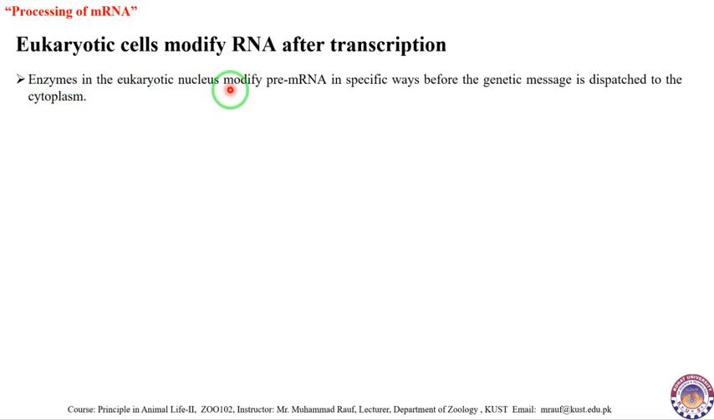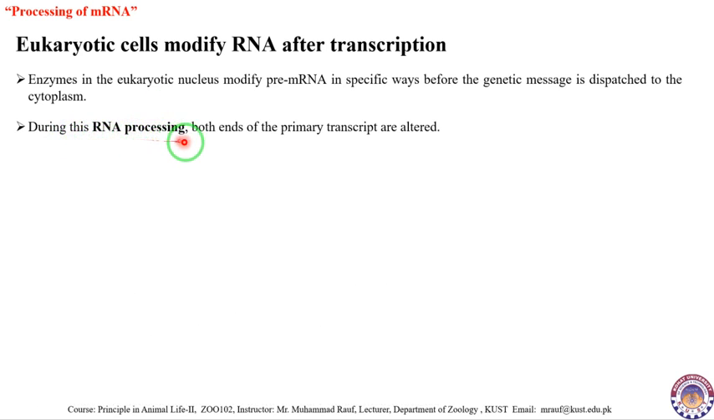Enzymes in the eukaryotic nucleus modify pre-mRNA in specific ways before the genetic message is dispatched to the cytoplasm. The eukaryotic genome has non-coding regions, and during transcription they are also copied to the messenger RNA, so these non-coding regions must be removed. Secondly, when messenger RNA enters the cytoplasm, enzymes take hold of it and start degrading it. So there must be some kind of protective mechanism to take care of messenger RNA in the cytoplasm and prevent its premature degradation.